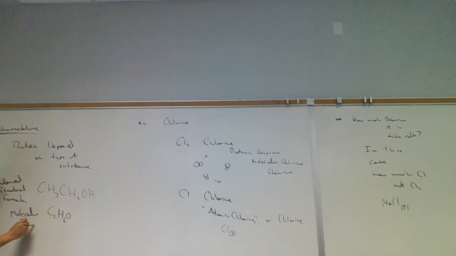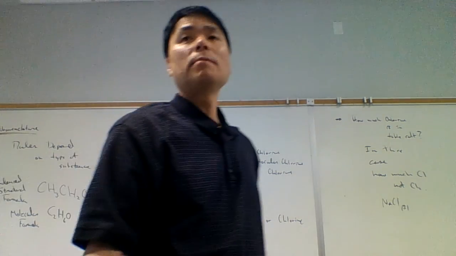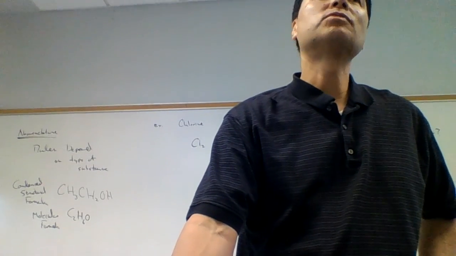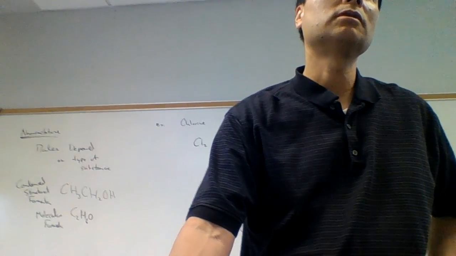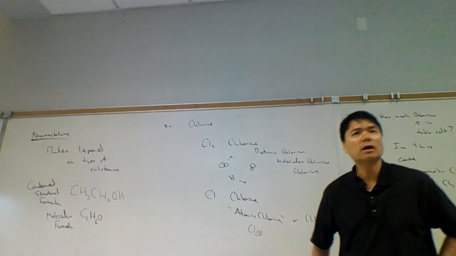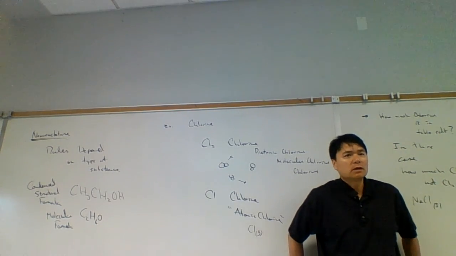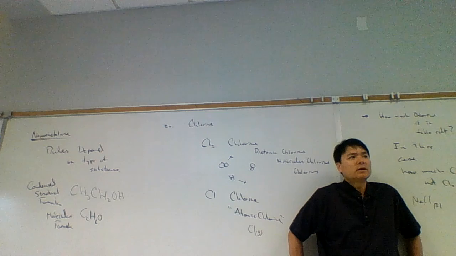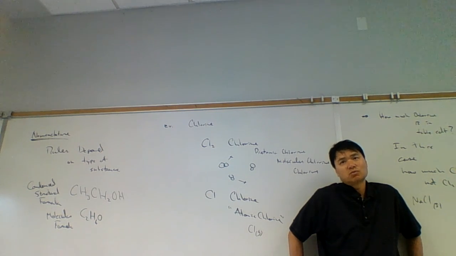The condensed structural formula tells us a lot more about how things are arranged. We're interested in both. Composition, right? Both formulas tell us the composition. Both formulas tell us we got 2 carbons, 6 hydrogens, and 1 oxygen. But the condensed structural formula gives us some structural information as well, whereas the molecular formula gives us no structural information. We'd have to sit there and try to figure it out.